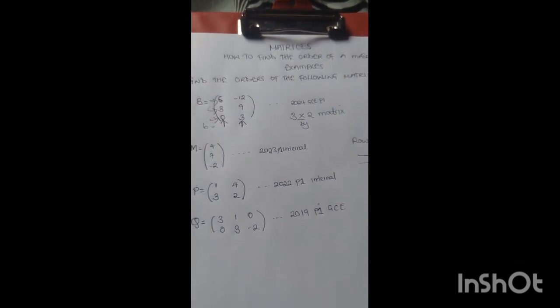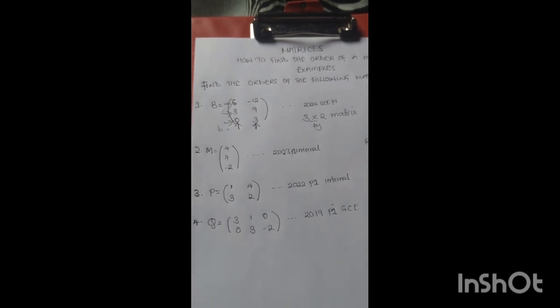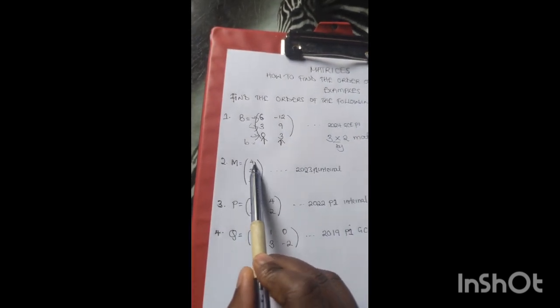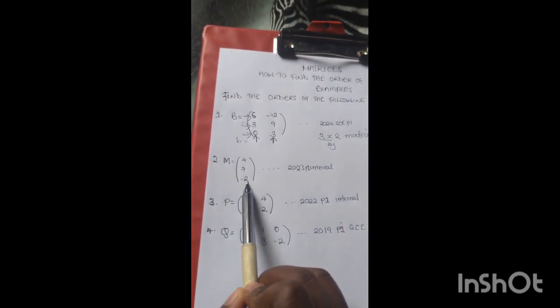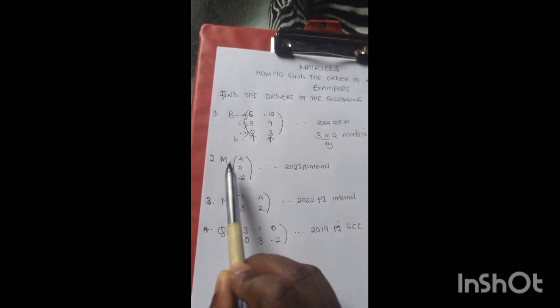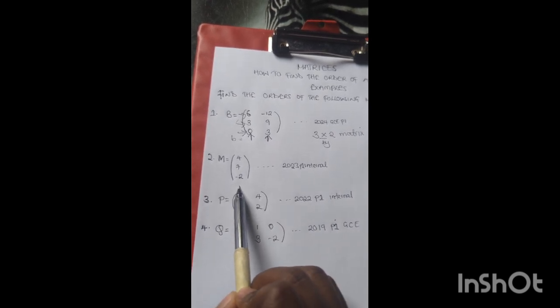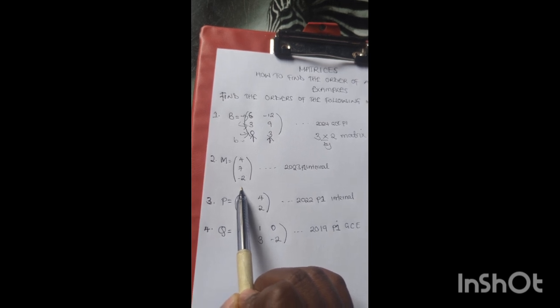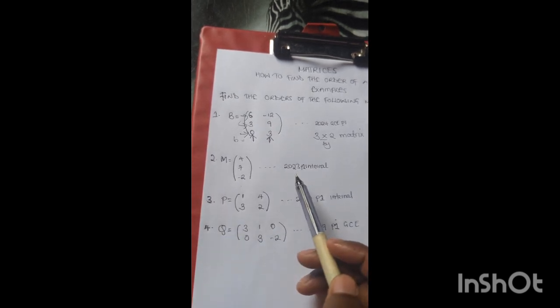Okay, if the paper is GCE, meaning it's external. If it's internal, meaning it was written by people who are writing the exam for the first time. Okay, matrix M is given by 4, 7, -2. By the way, numbers in the matrix are called entries. Okay, so here our task is just to count how many rows and columns there are.